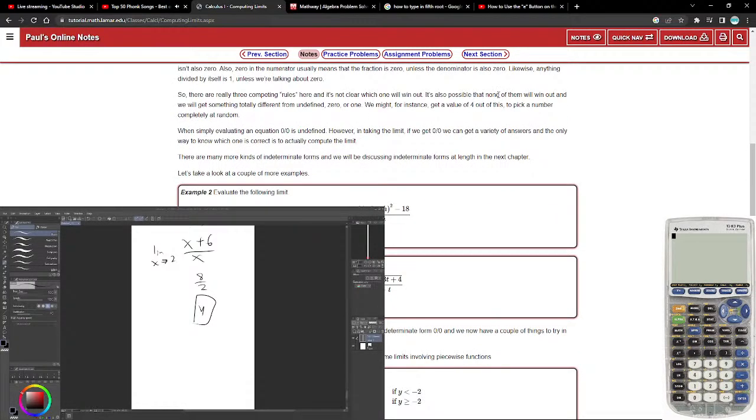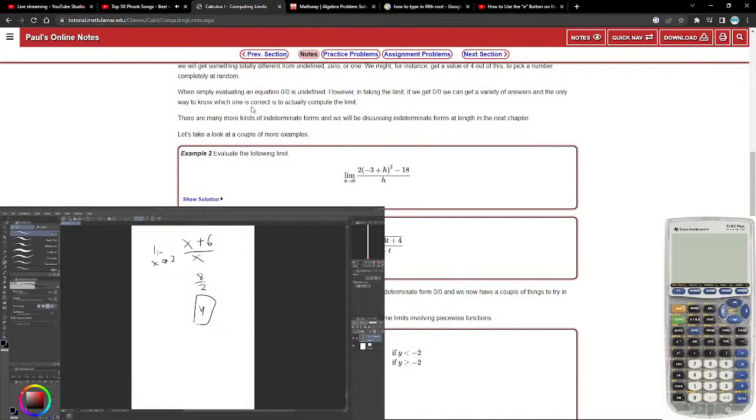It's also possible that none of them will win out, and we will get something totally different from undefined, 0 or 1. We might, for instance, get a value of 4 out of this, to pick a number completely at random. When simply evaluating an equation, 0 over 0 is undefined, however, in taking the limit, if we get 0 over 0, we can get a variety of answers, and the only way to know which one is correct is to actually compute the limit. There are many more kinds of indeterminate forms, and we will be discussing indeterminate forms at length in the next chapter. Let's take a look at a couple more examples.